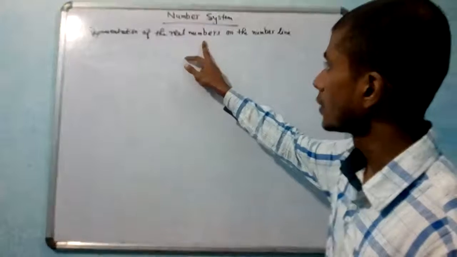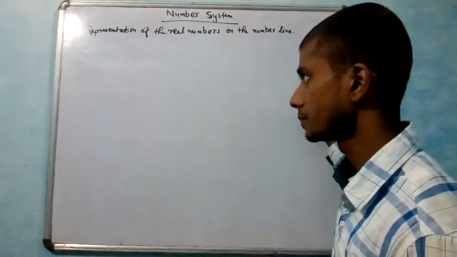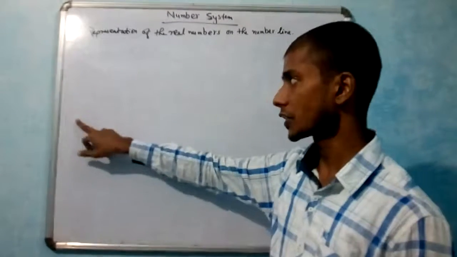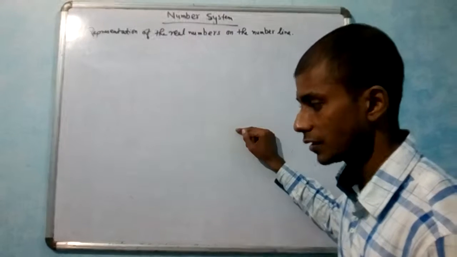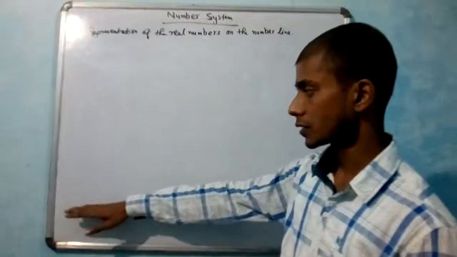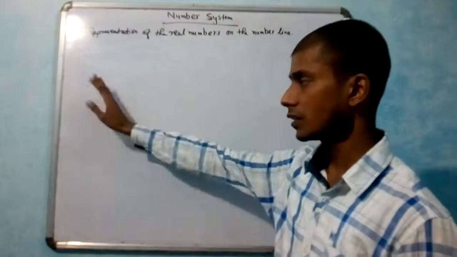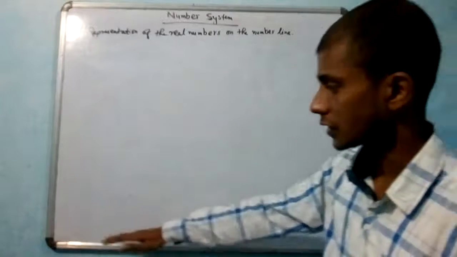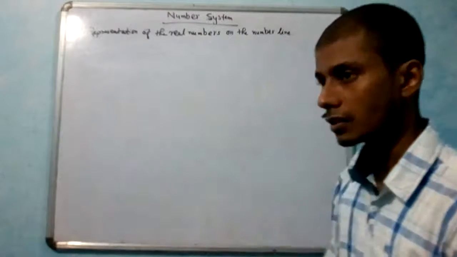So all the numbers are broadly classified into two groups, real and imaginary. The real ones are further classified into two groups, the rational and irrational numbers. Now, what about the basic numbers, natural, whole, integers? All these three types of numbers come under rational only.